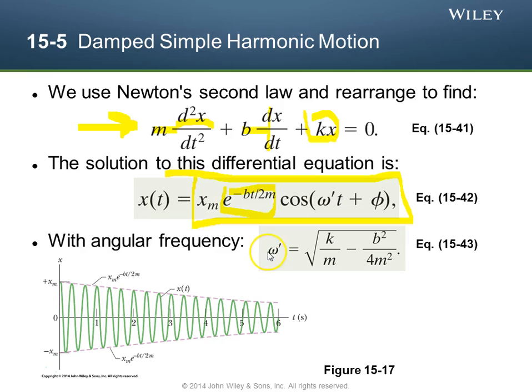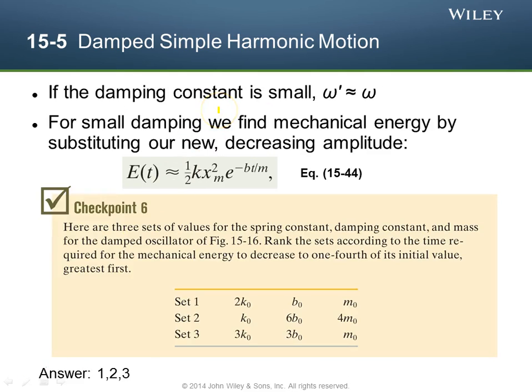And with that, we can find the angular frequency omega prime. The reason it's omega prime is we're dealing with damping motion here, because without damping motion, it would just be the square root of k over m. But with the damping motion, the angular frequency is the square root of the quantity k over m minus b squared divided by 4m squared. If the damping constant is small, then omega prime is approximately equal to omega.